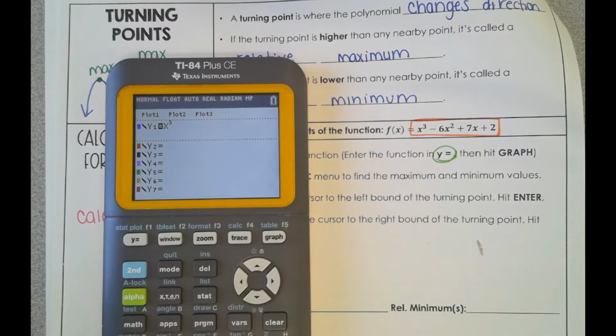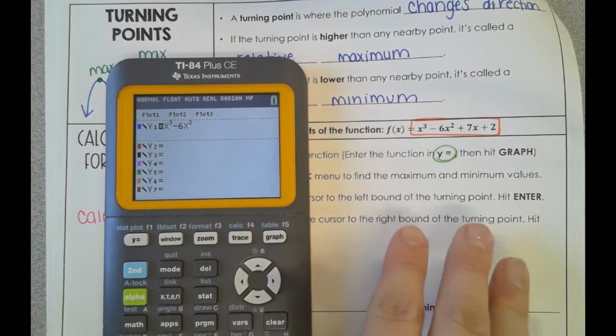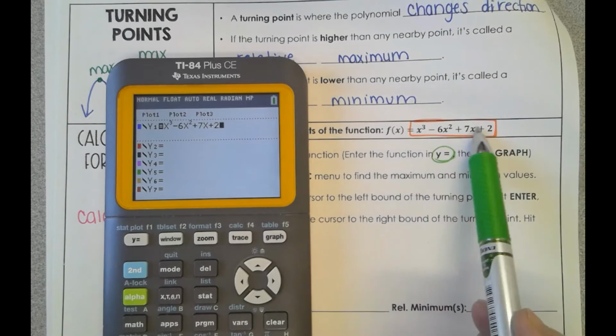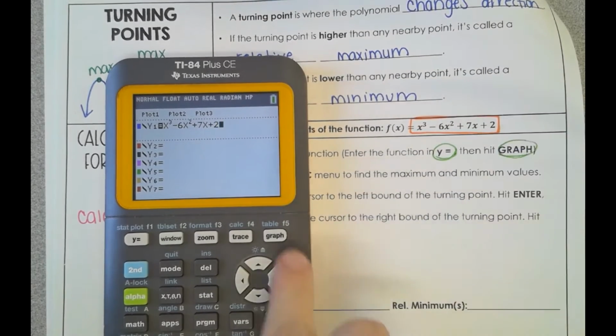So x cubed minus 6x squared. Make sure you're following along with me. If you don't do this, you're not going to get the hang of it and you're not going to remember how to do it. And much of the next few lessons depend on you being able to find these points. Then we have plus 7x plus 2. So I type that in, and then I hit graph. So we can look at the graph.